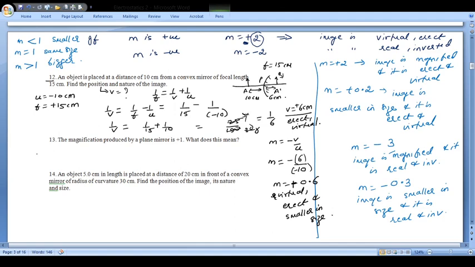Now see question number 13, what does it say? It says the magnification produced by a plane mirror is plus 1. So magnification is plus 1. What does it mean? It means, look, plus, so the image is erect, virtual, and it is 1, and 1 indicates the virtual, erect and same size. See, how did you get virtual and erect? Virtual and erect is basically because of the plus, and same size is because of the number 1. So I hope this part is clear to you.